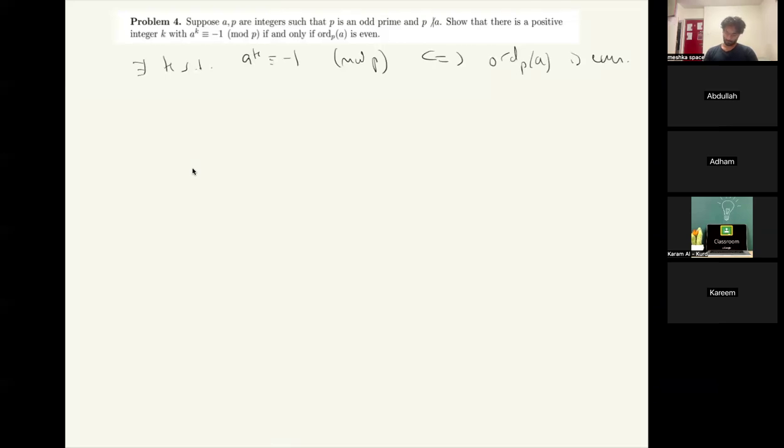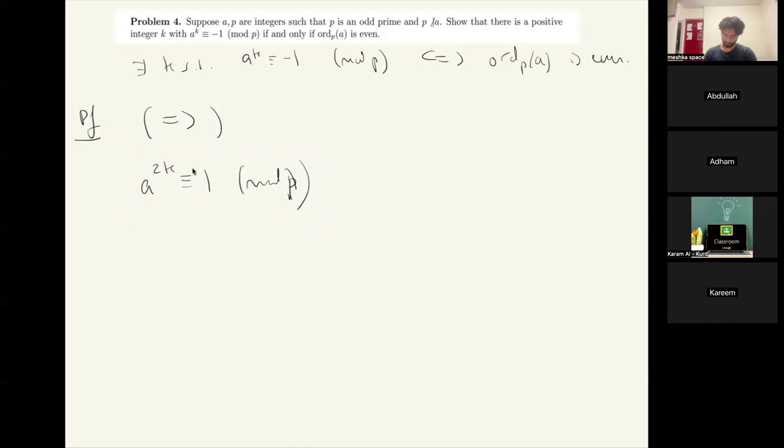Okay, so a to the 2k is divisible by the order. So let me start by writing things down. The first thing we said is we should start with this identity. What are we showing? We're showing the forward direction: that if there is a solution, if -1 is a power of a, then the order is even.